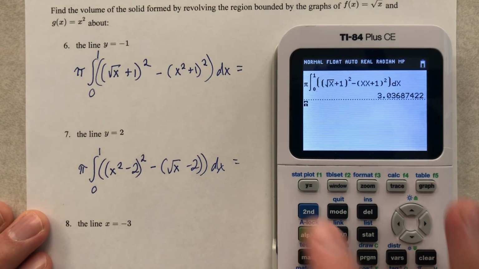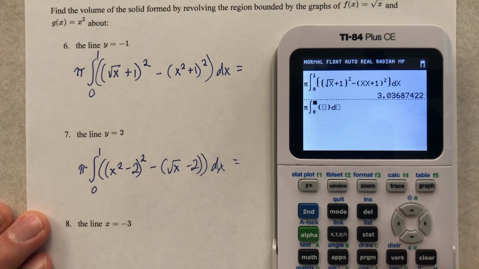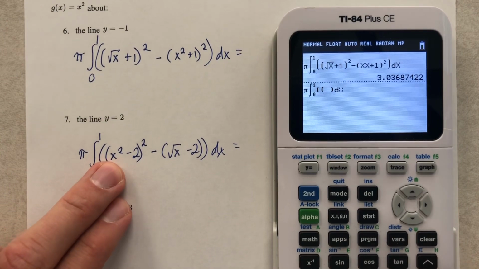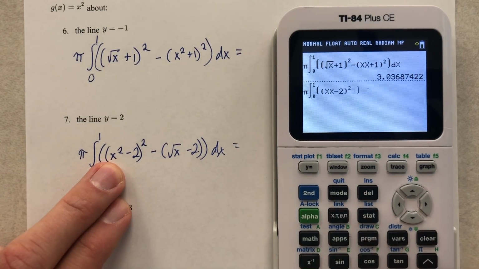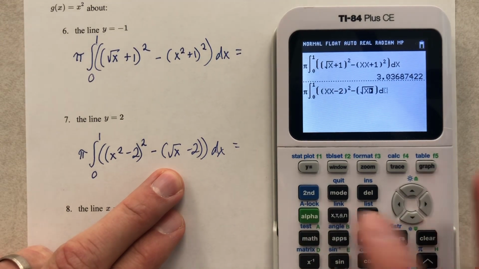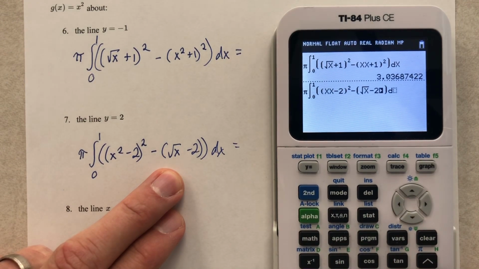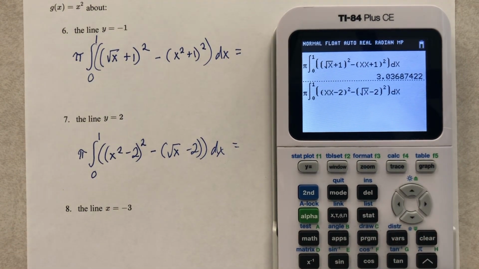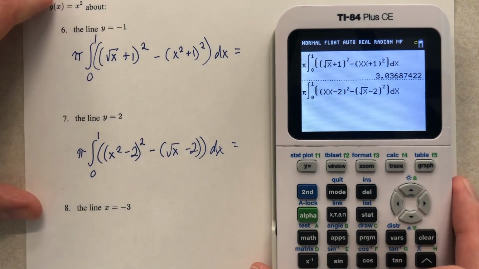And then the second one. Pi, math, 9, 0 to 1. I like to type fast. And x squared minus 2 minus square root of x minus 2. And that one is also squared, as was the first one, I didn't say. And everything looks right to me. We'll press enter, we'll write down some answers.